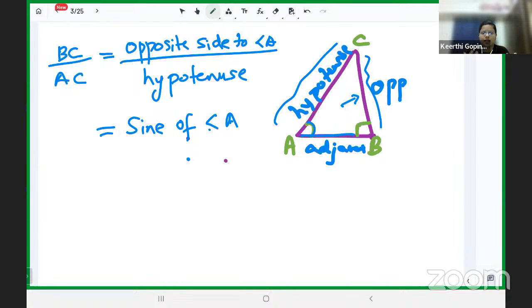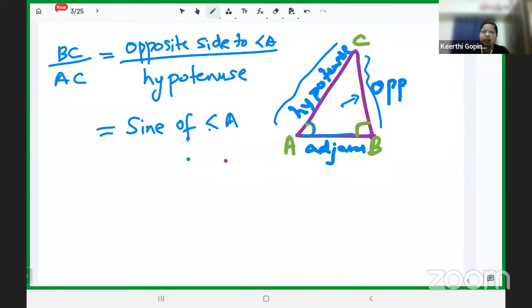The sine is called a trigonometric ratio, one of the trigonometric ratios. We are going to define 6 trigonometric ratios, so sine is just one among those 6. So what is sine? Sine is nothing but opposite side by hypotenuse. Is that clear to you all?